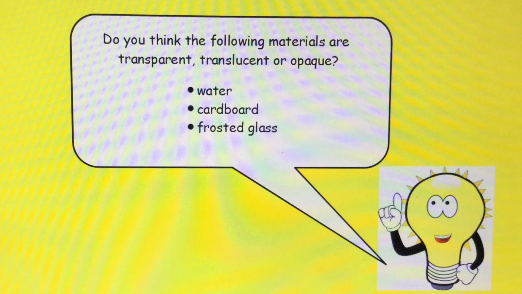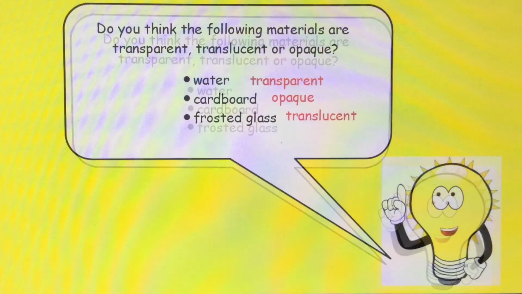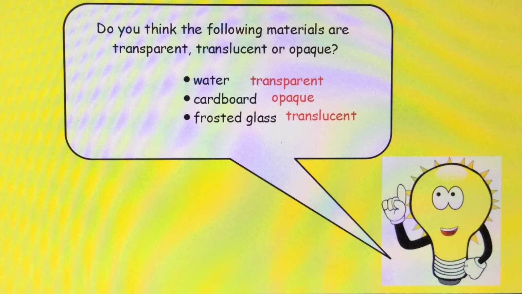Do you think the following materials are transparent, translucent, or opaque? You've got water, cardboard, and frosted glass. Which do you think is which? Did you get them right? Water is transparent, cardboard is opaque, and frosted glass is translucent. Frosted glass can be a bit like the windows you have in your bathroom that have patterns on or are misted so that people can't see in.